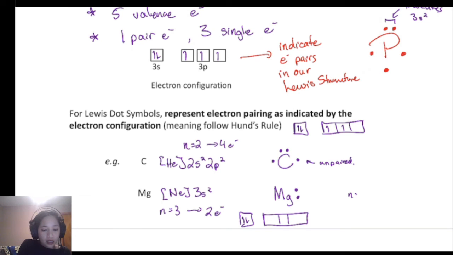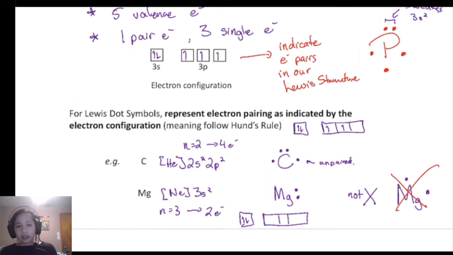You will not see those electrons on two different sides. Again, you can't just put dots around it willy-nilly. You need to indicate electron pairing. Because both of these electrons are in the 3s orbital, they have to be together on the Lewis dot structure. So I'll just put an X through that.